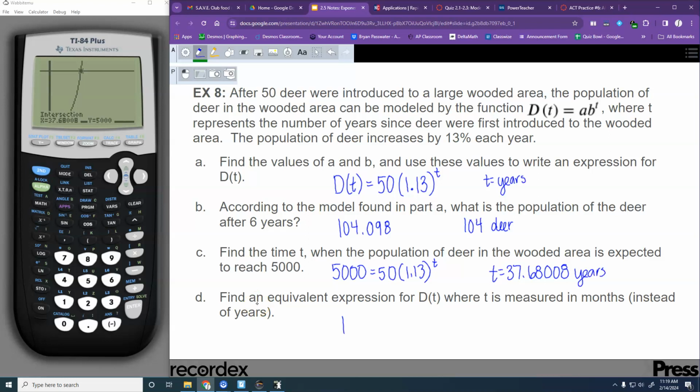All right, and real fast, this last thing. 50 times 1.13 to the t power. If I am putting in the number of months instead of the number of years. This is my equation for years. What would I have to do if I want to plug in like 60 months into this? Not 0.60. I divide it by 12, right? So if I divide that exponent by 12, that would make an equation where you can plug in months. All right.